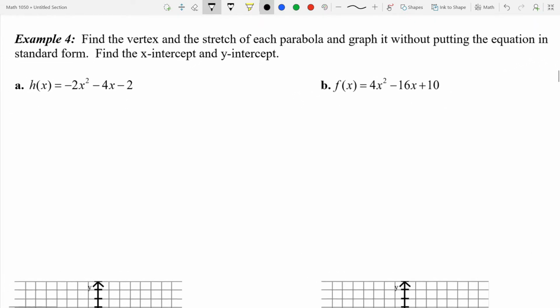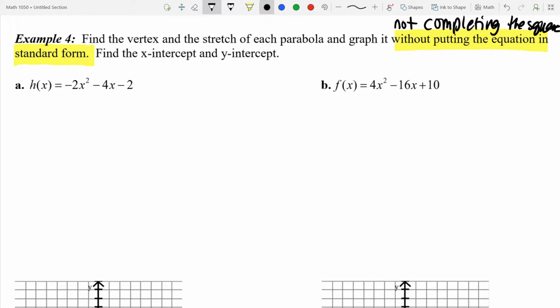You guys, you have to be careful and listen. Find the vertex, find the stretch, graph it without putting it in standard form, find the x-intercept and y-intercept. Without putting the equation in standard form. If you read a question like this on your test, and you complete the square, get it in standard form, and graph it, that's not the right method. They want you to know how to do both methods. So this is not completing the square. Let's write that down. Not completing the square.